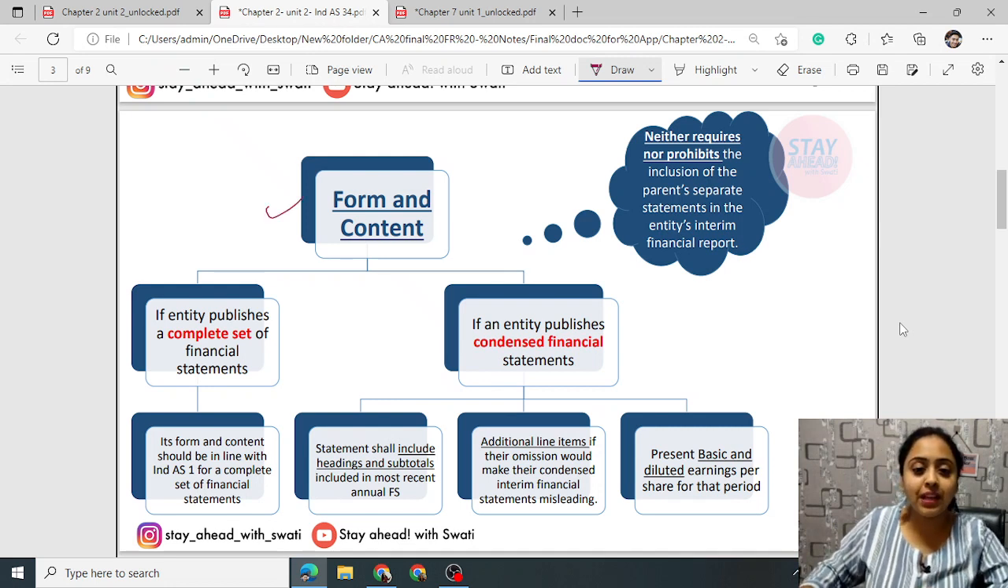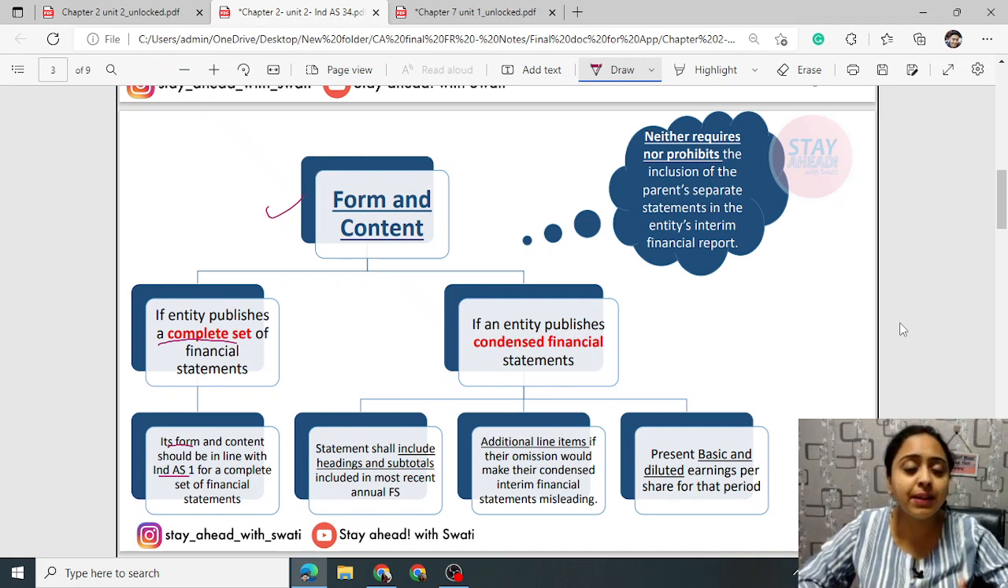Now, the form and content. If an entity, while presenting the interim financial reporting, chooses to present a complete set of financial statements, its form and content should be in line with Ind AS 1. Now, whenever it is providing a complete set, what does a complete set mean? It means including the balance sheet, P&L, cash flow statement, statement of changes in equity, and notes to accounts.